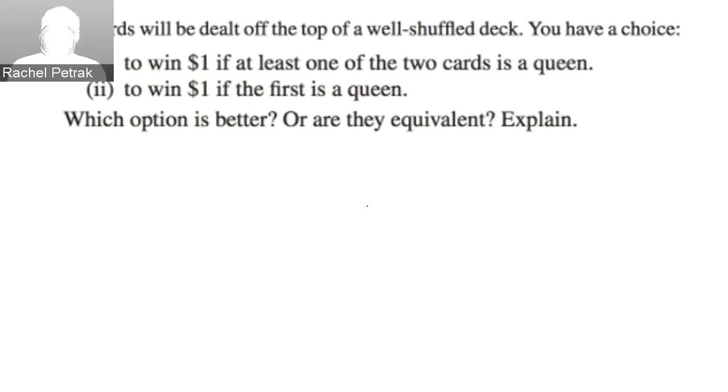Well, are they equivalent? No. These options can't be equivalent, because in the first one, there are more ways to win. You could win on the first card, or you could win on the second card. Just at least one of the 2 cards needs to be a queen. In option 2, you just have one opportunity to win: the probability that the first card is a queen. So option 1 is better.